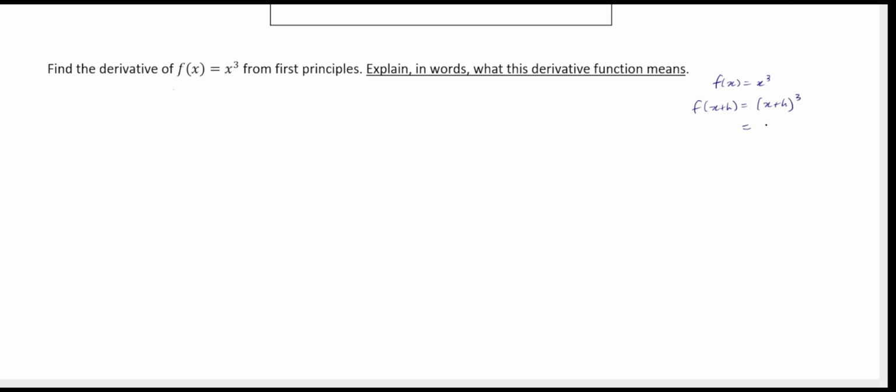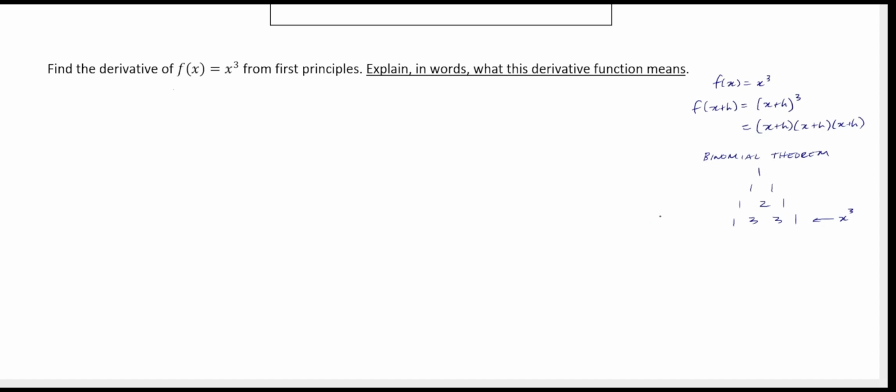Well, this literally means this binomial multiplied by itself 3 times. So that would require quite a lot of distribution. Alternatively, we can use the binomial theorem if you wanted. Recall the binomial theorem uses Pascal's triangle, which I'll quickly construct. 1, 1, 1, 1, 2, 1, 1, 3, 3, 1. And this is as far as I need to go for an expansion of order 3.